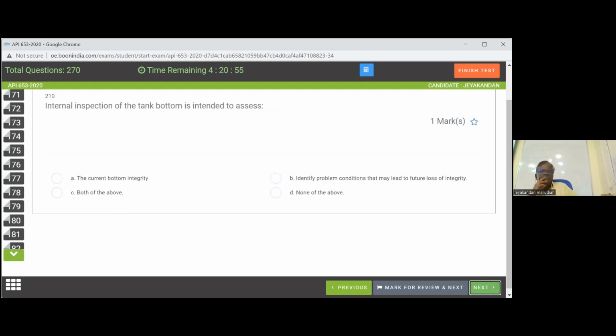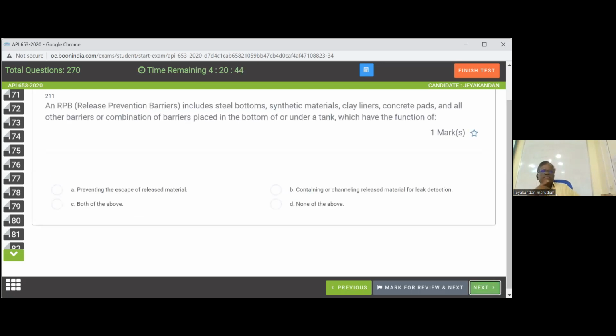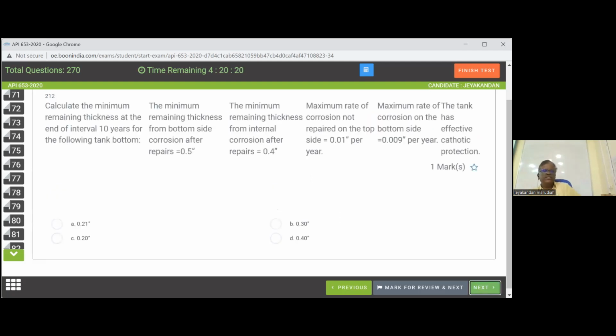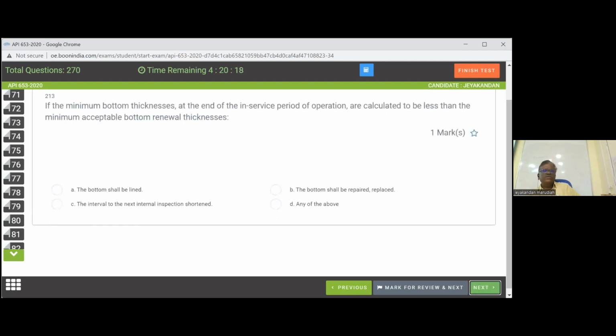Okay, next. Internal inspection of the tank bottom is intended to assess the current bottom integrity and identify problems that may lead to leakage. Both of them. Next, an RBB includes steel bottom, synthetic material, concrete pads and all other barriers or combination of barriers placed in the bottom of or under a tank, which have the function of preventing the escape of the released material. That's why I told you, containing or channeling the release, both of the above. Okay, calculate the minimum remaining thickness at the end of, we calculated one. Okay, no problem. Okay, next.